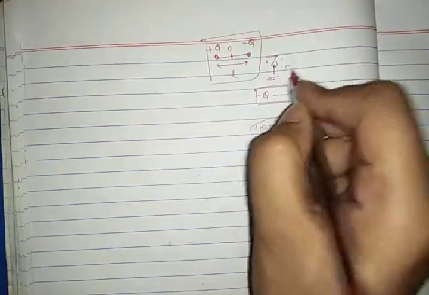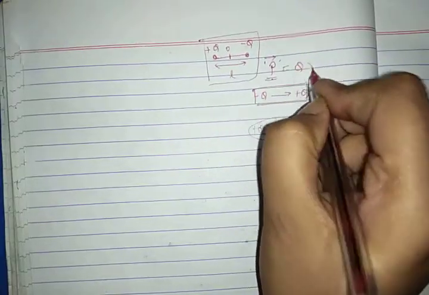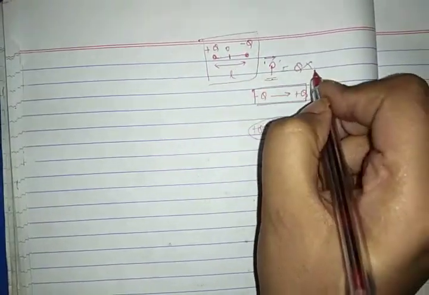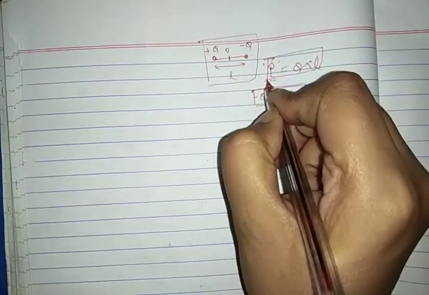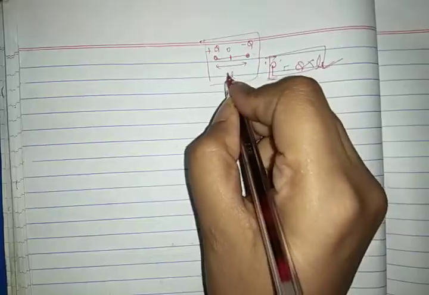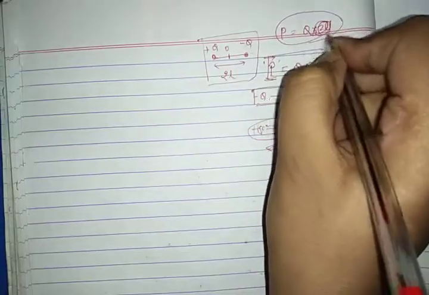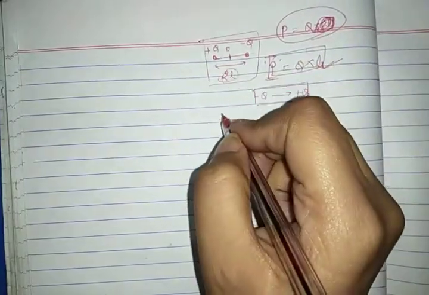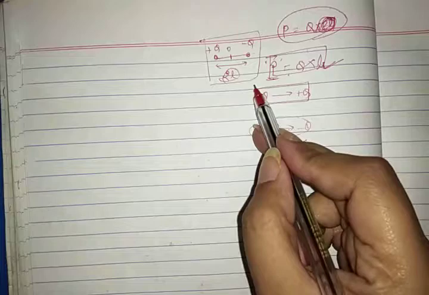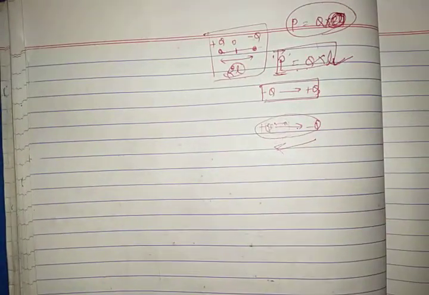The formula for the dipole moment is the magnitude of any one of the charges, that is q, into the length between these two charges, that is L. So dipole moment P equals q into L. If you take this length as 2L, then the formula will be P equals q into 2L. Here L is the length, whatever the length is. So this is all about electric dipole and dipole moment. We have discussed it in the last class.